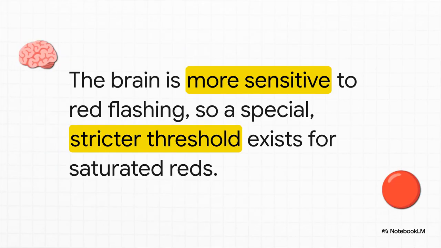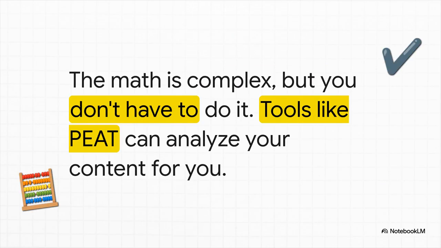Now, there is one color you have to be especially careful with: red. The human brain is just uniquely sensitive to flashing red light, so the safety rules get even stricter when you're dealing with saturated reds. So if you're thinking the math behind all these thresholds sounds complicated, you're right, it is. But the great news is you don't actually have to do it. There are free tools out there, like the Photosensitive Epilepsy Analysis Tool, or PEAT for short, that can analyze your content and just tell you if it's safe.